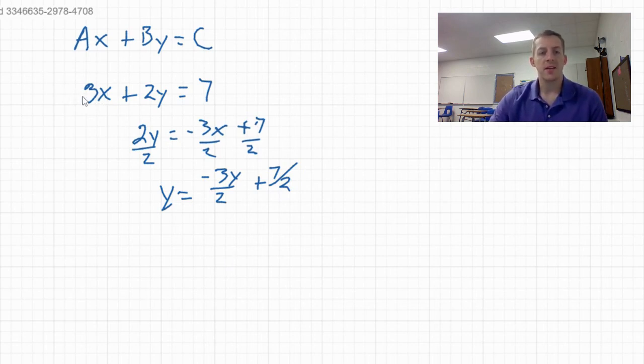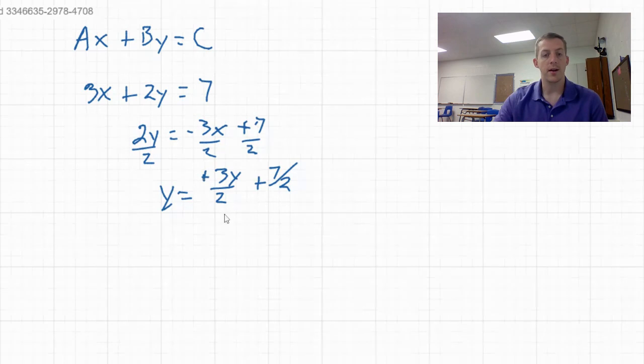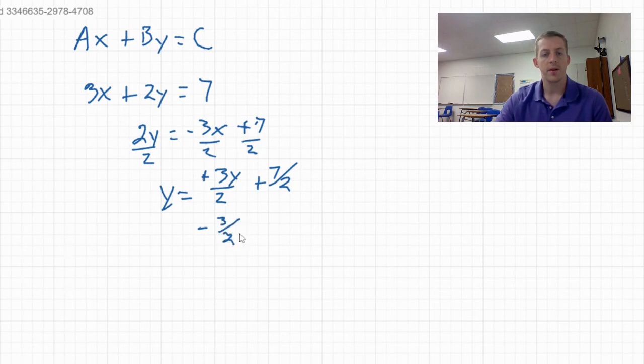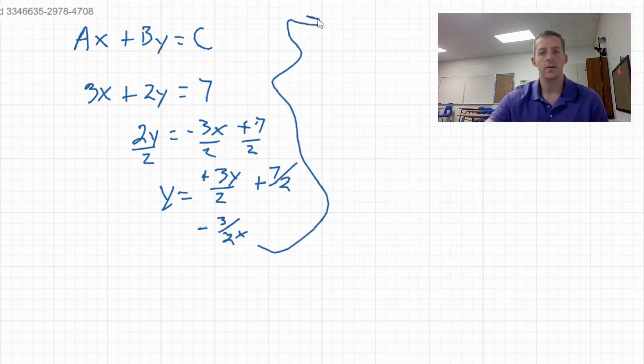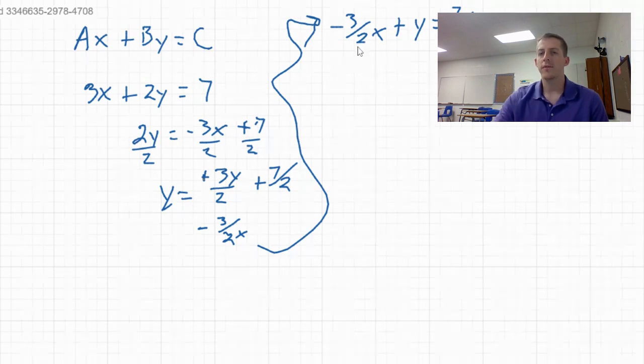The caveat is that this cannot be a negative number. So if somebody says, hey, I need you to write this in standard form, and you had, let's say, a positive 3x over 2, well, you have to first subtract 3 halves x from both sides, and you're going to get negative 3 halves x plus y equals 7 halves. Well, we can't have this negative here.